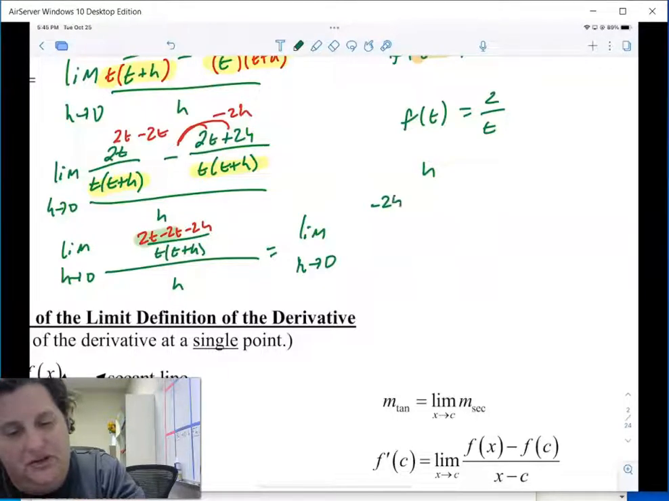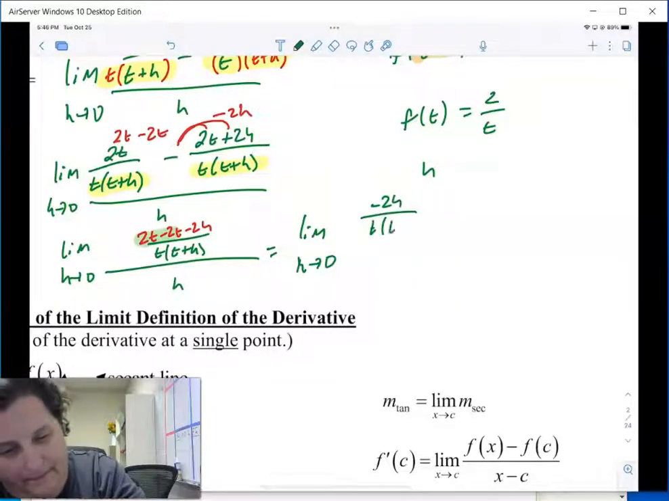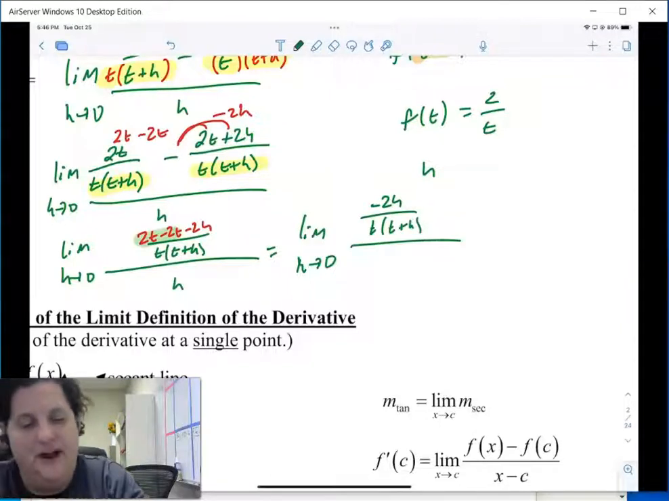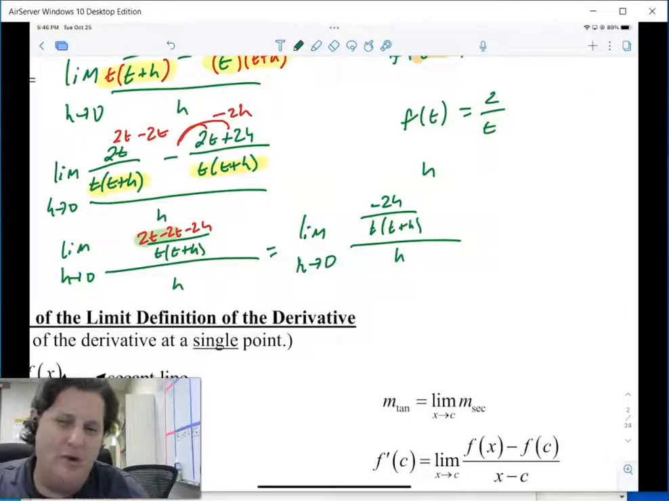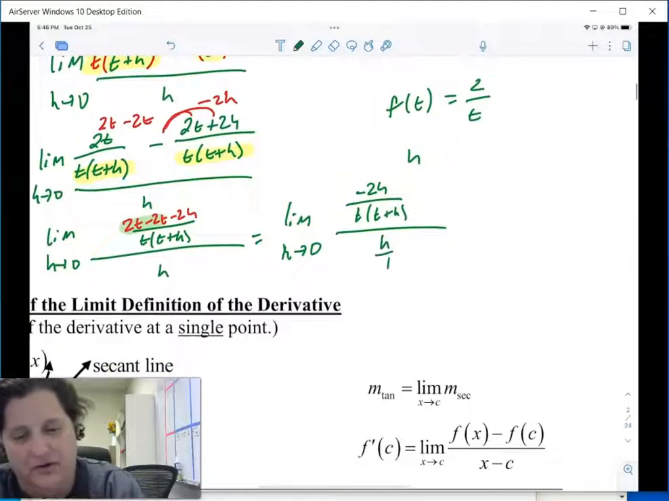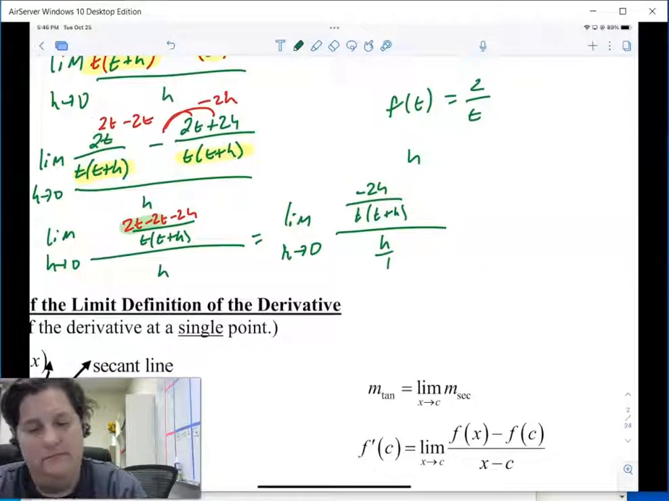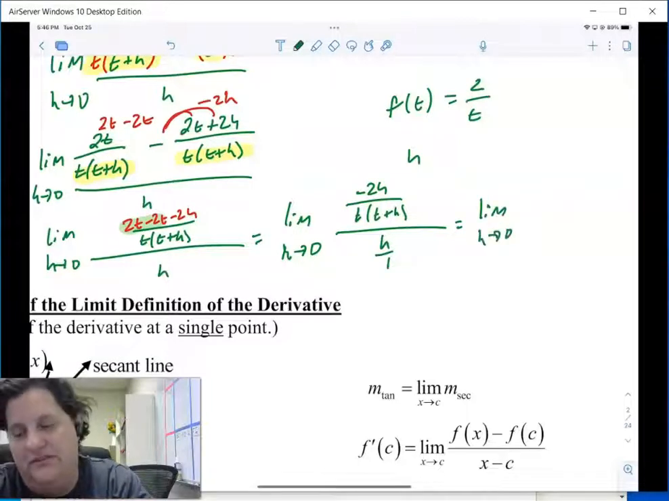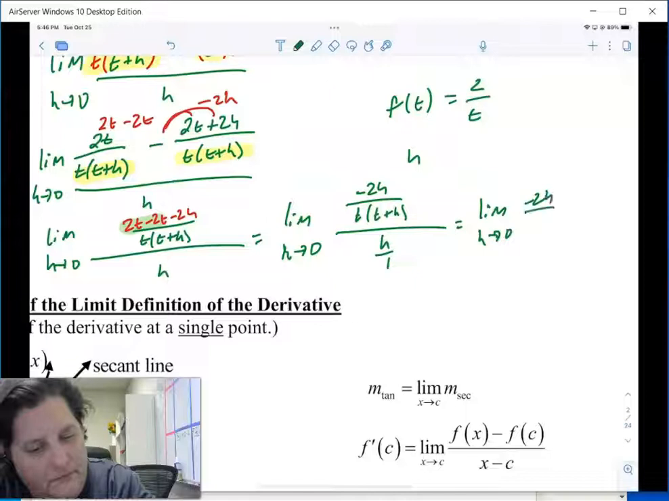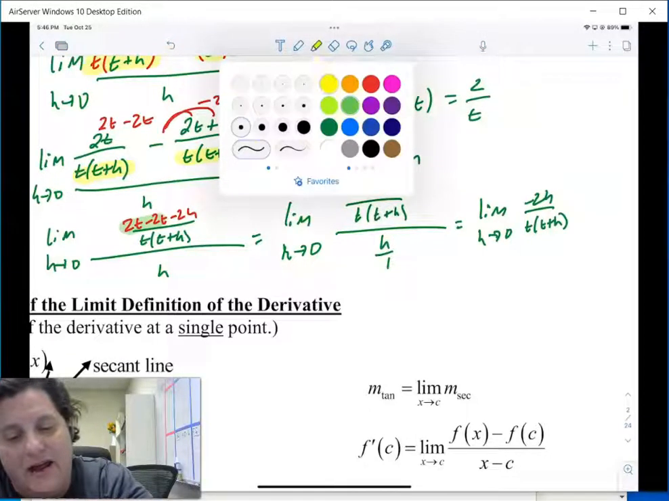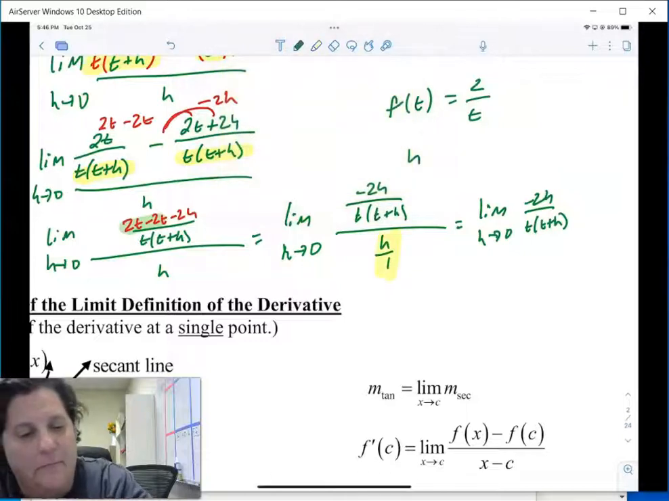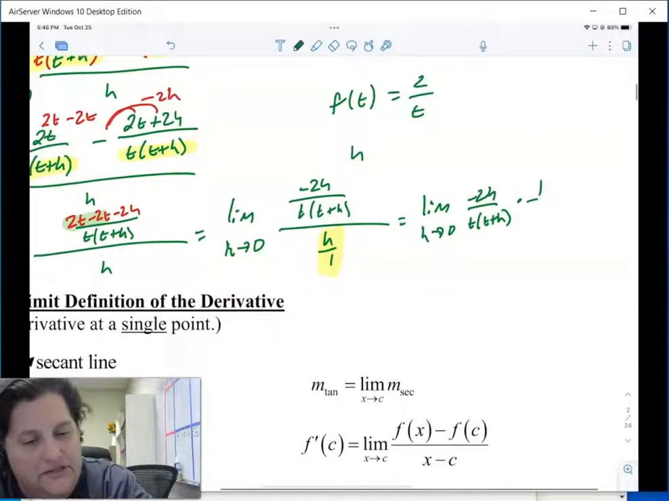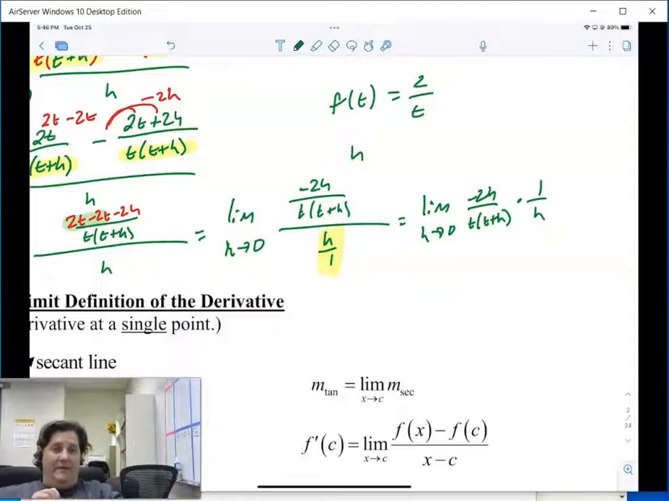Okay, the fraction on top is this. The fraction on bottom is just an h. But in order to make it a fraction, I'm actually going to put h over 1. And so it's the limit as h approaches 0. And if I'm dividing by a fraction, you guys, I am multiplying by the reciprocal. So I'm multiplying by 1 over h.